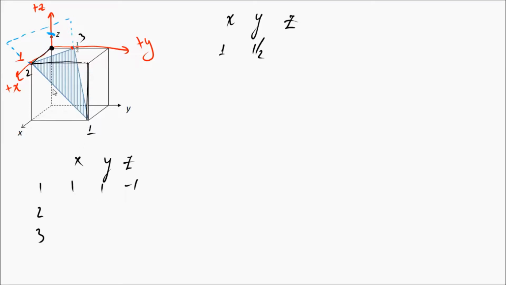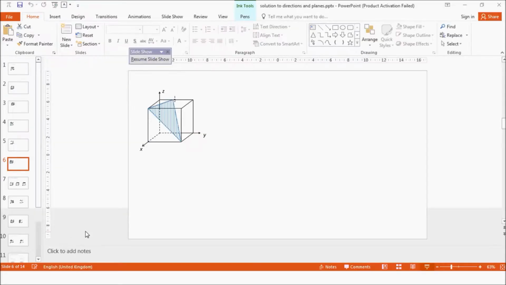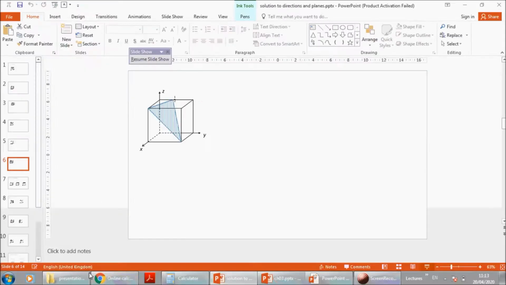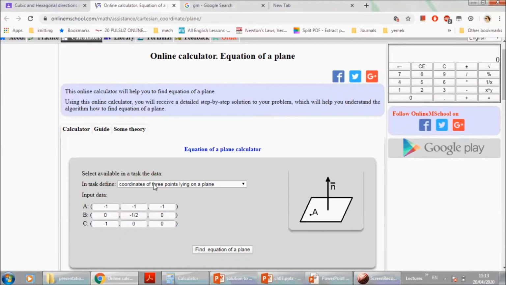For point 2, if I move positive 1 in x, it is enough, I am there. For point 2, x is 1, y is 0, and z is 1/2. I have found these values when this point is origin. So for these values, I will find the equation of the plane using an online calculator.